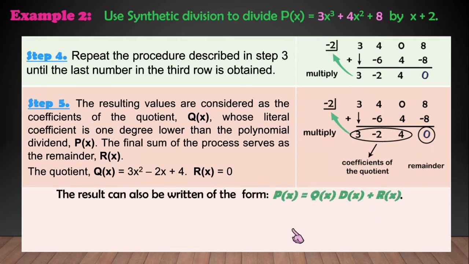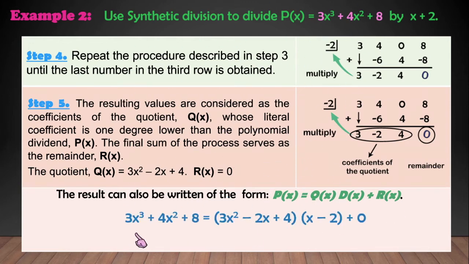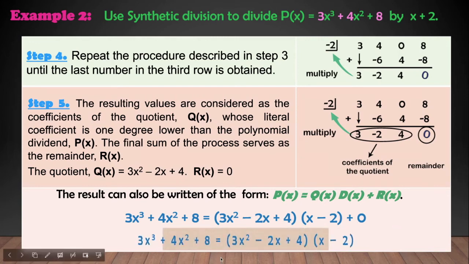So the result can be written of this form. This is now our division algorithm. Therefore, 3x cubed plus 4x squared plus 8 equals 3x squared minus 2x plus 4, the quotient, times x minus 2, the divisor, plus 0, the remainder. Or we can simply write 3x cubed plus 4x squared plus 8 equals the quantity 3x squared minus 2x plus 4 times the quantity x minus 2.